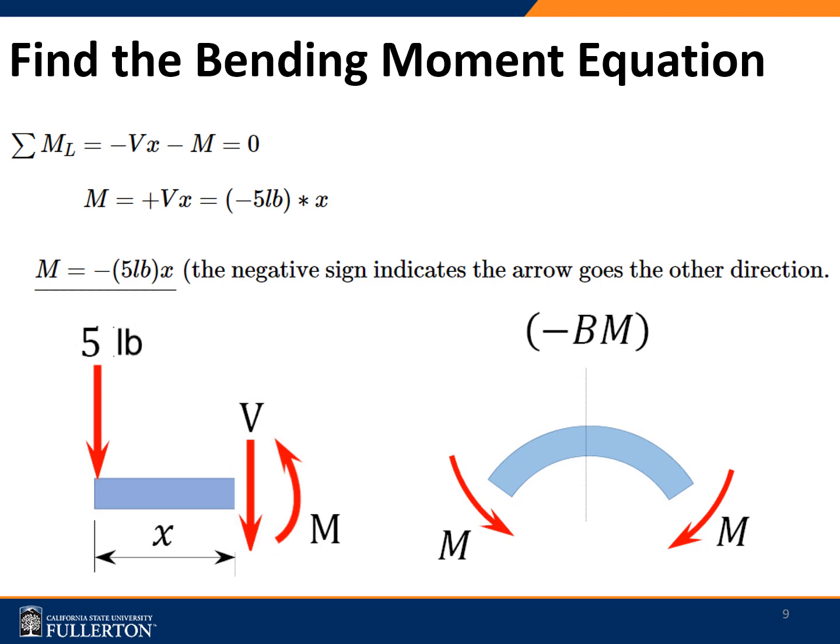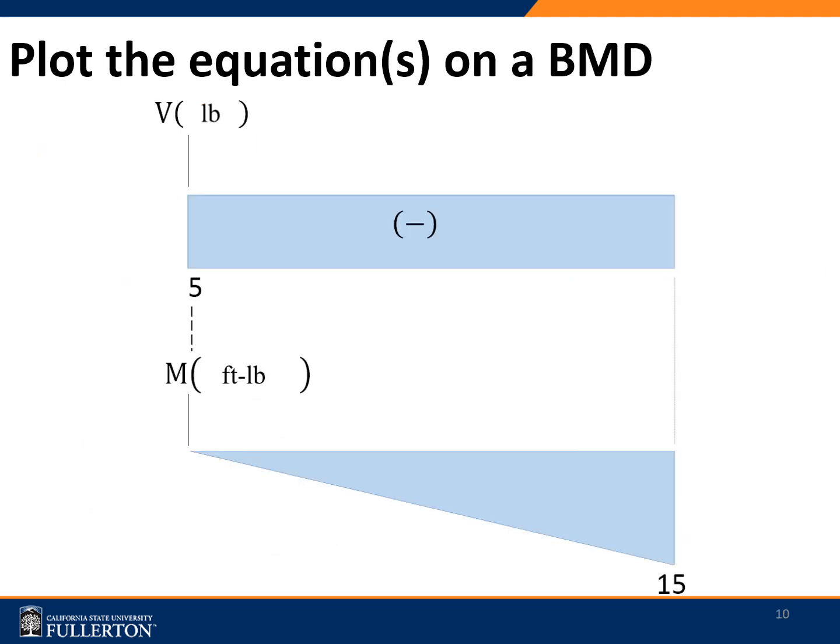So we have the moment equation, and we can estimate the moment as a function of x to be negative 5 pounds multiplied by x. Here the negative sign indicates that the moment acts in the other direction. Once we have the bending moment equation, the next step is to plot it on a bending moment diagram.